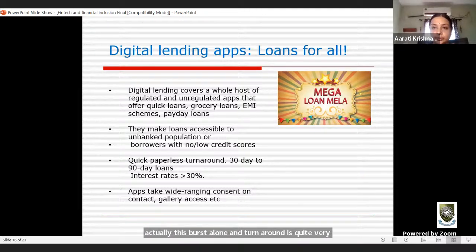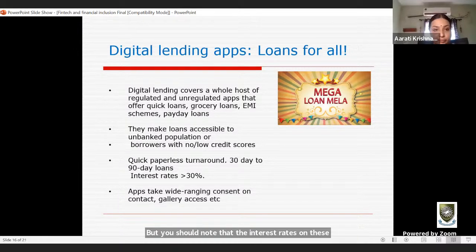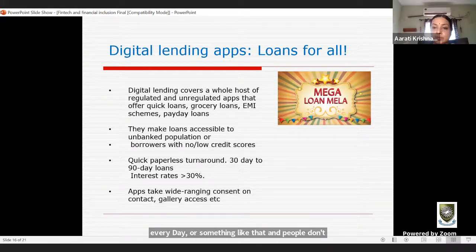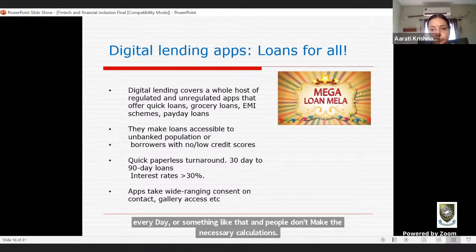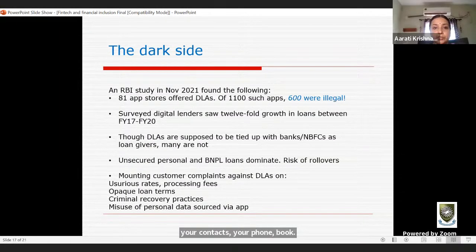But you should note that the interest rates on these loans are upwards of 30%. Most people are not aware of this because the app simply tells them you have to pay 10 rupees every day or something like that, and people don't make the necessary calculations. So when signing on to these apps, you give the app a lot of consent. It can access your contacts, your phone book, your SMS. A lot of personal information becomes privy to the app, and you don't even know who is running the app because it's just an app on your phone.